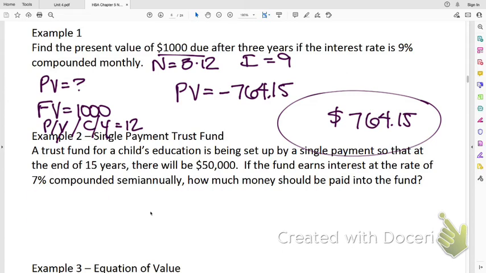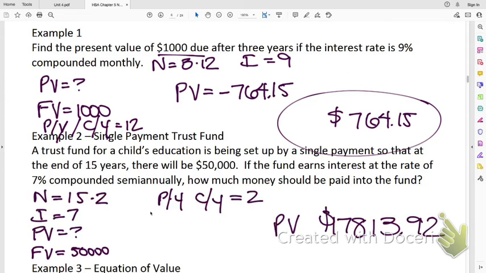All right, so once we check our present value on this one, we're skipping example 3 because example 3 is absolutely horrendous. There's no way to do it by hand, and I've never seen it come up on a quiz or a test, so I'm skipping it.